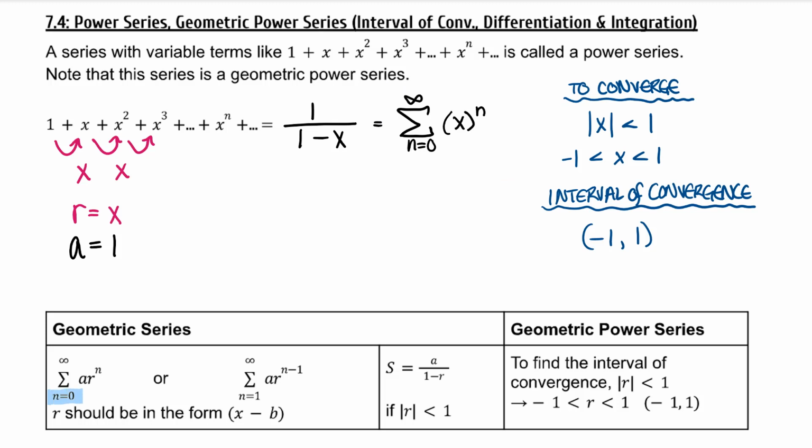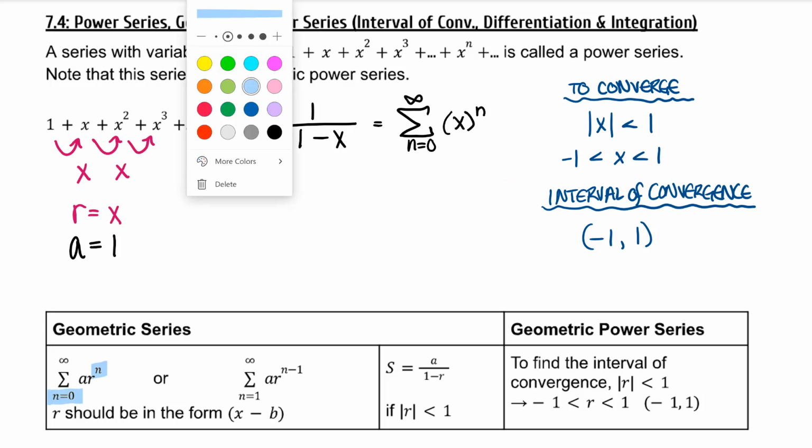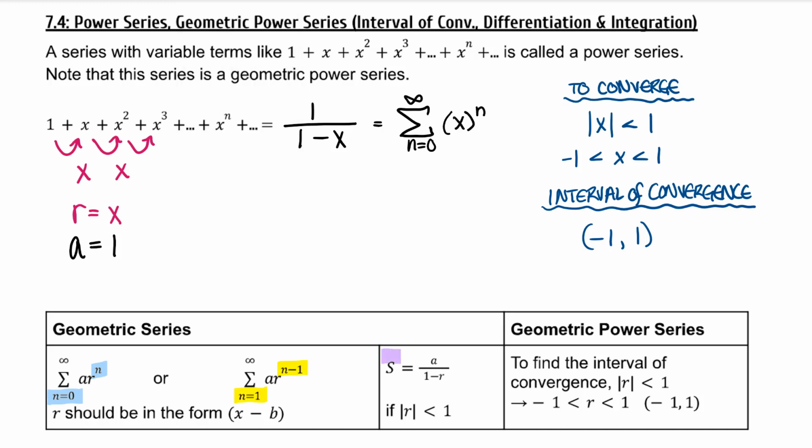As a reminder, geometric series can look like this or this. The sum of a convergent geometric series is this, which is extremely important for when we want to write a function of x as a geometric power series, or when we want to write a geometric power series as a function of x. And remember that for a geometric series to converge, the absolute value of the common ratio must be less than 1. Therefore, even though your common ratio now has x's in it, you can still solve this inequality and find your interval of convergence.